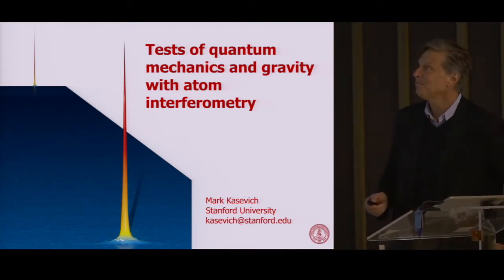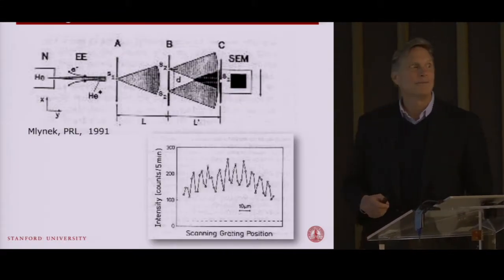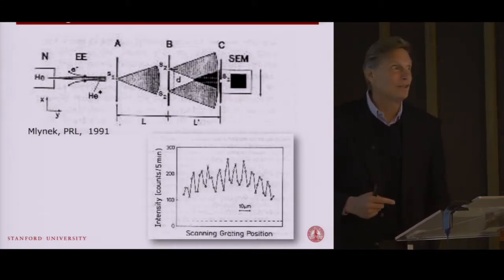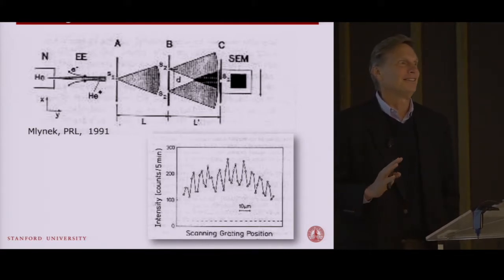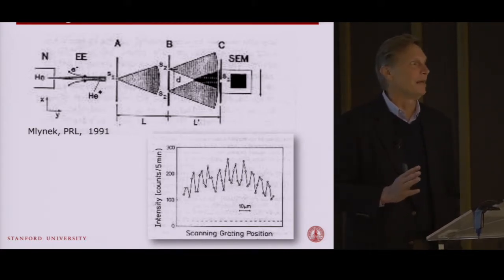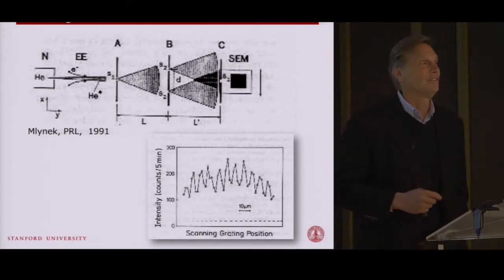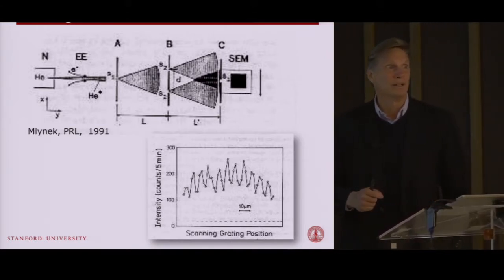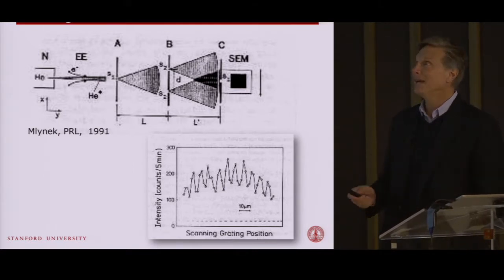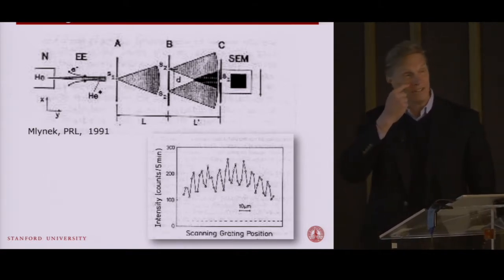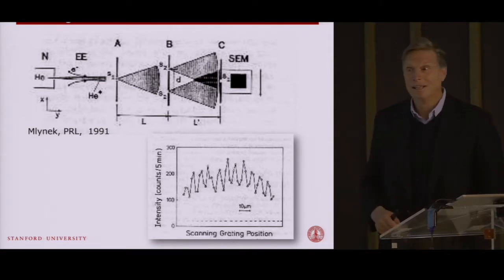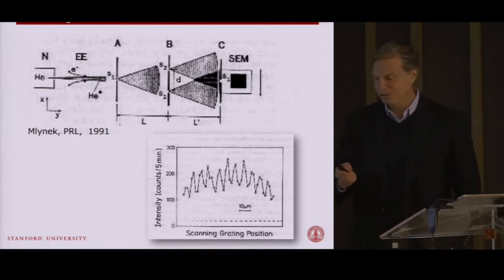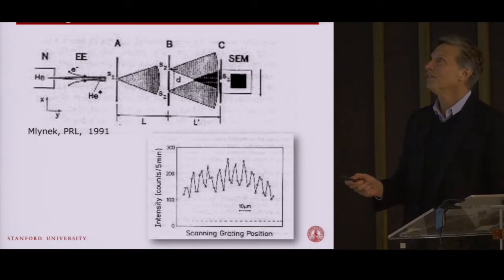For those of you not familiar with the field of atom de Broglie wave interferometry, the experiment that was the beginning of this field traces back to Jürgen Mlynek's work in Konstanz in 1991, where with a beam of metastable helium atoms, he did the analogous experiment to Young's double slit experiment. To take you quickly through this beautiful experiment, you start off with a metastable beam of helium atoms. These atoms are made to illuminate a narrow slit.